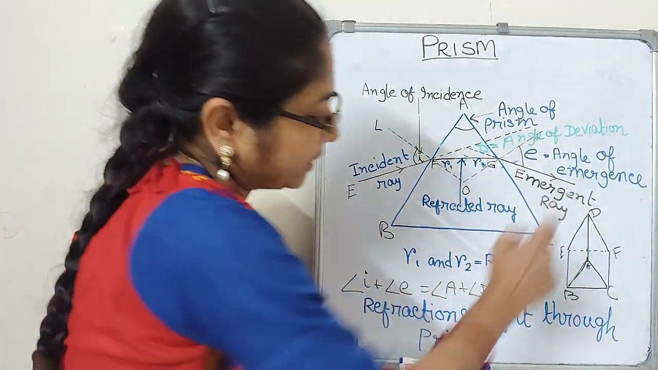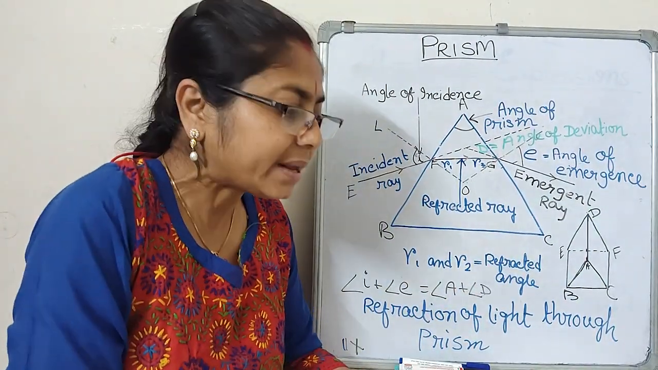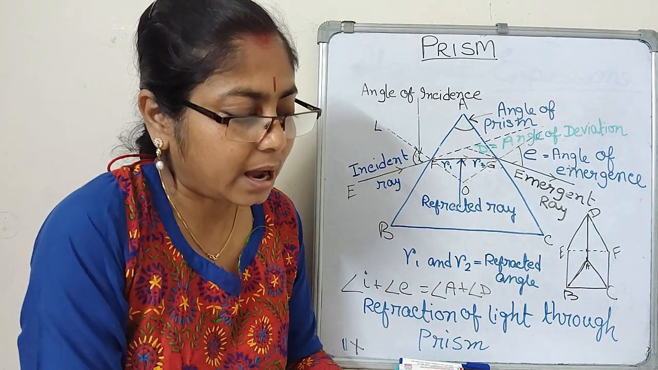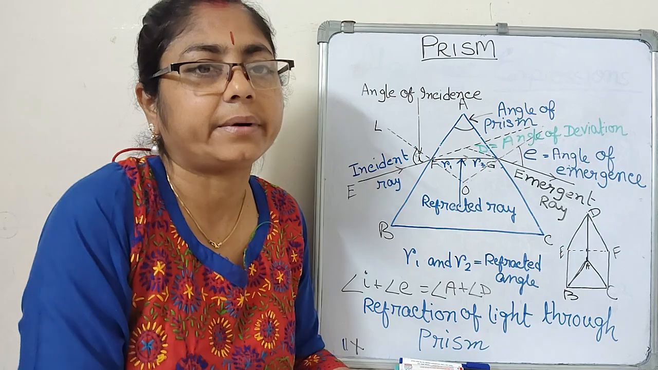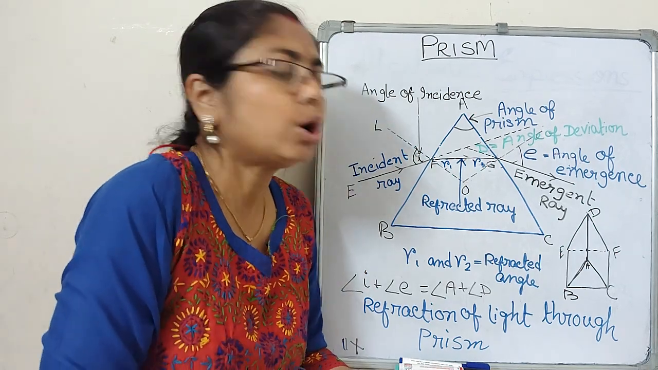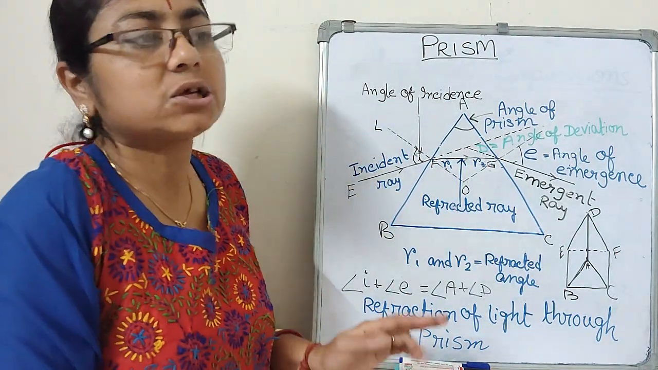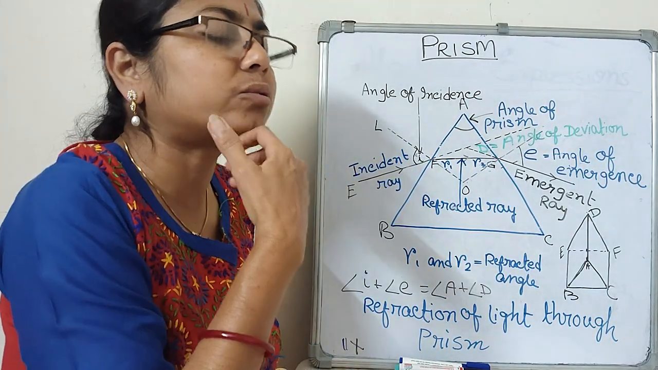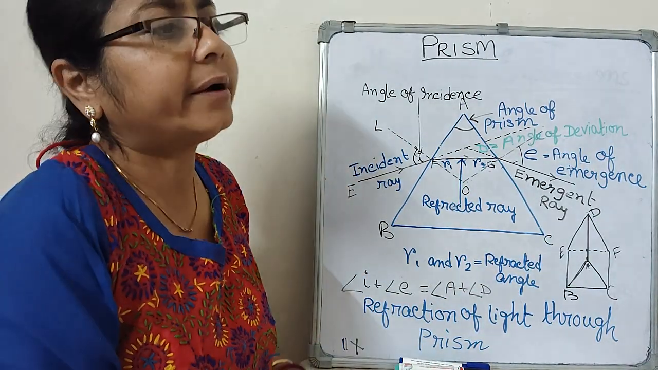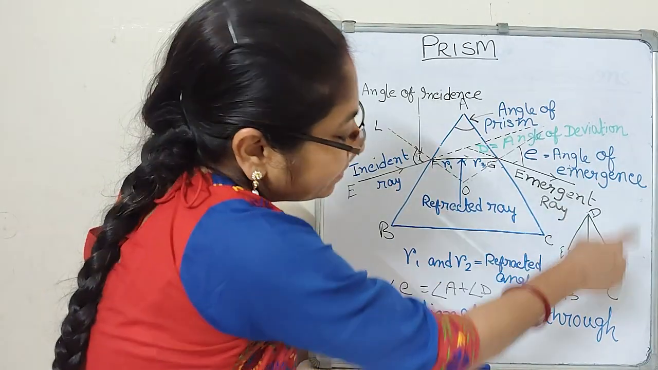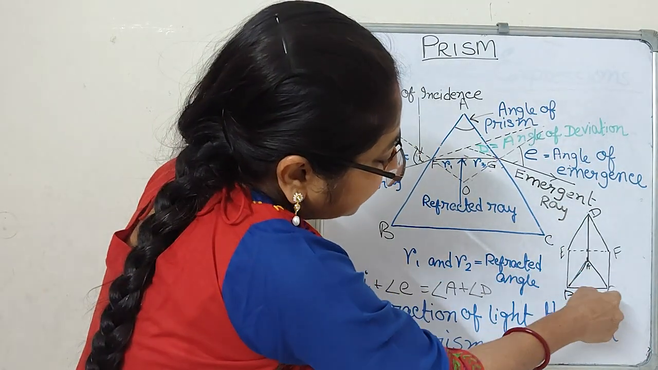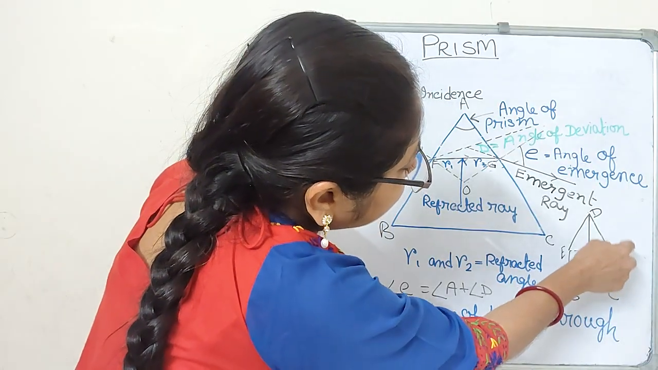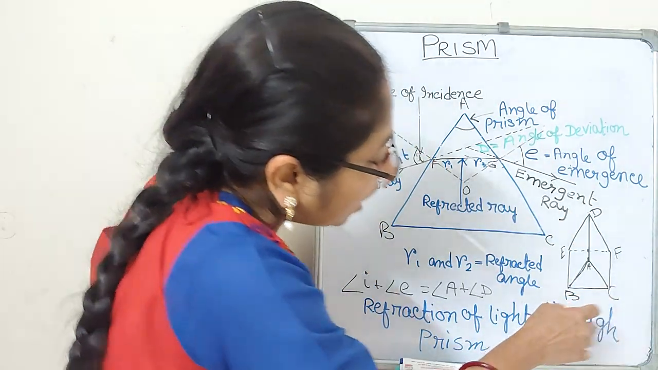Look, this is a prism. What is a prism? A prism is made of glass or any other transparent material. It is bounded by two triangle shapes and three rectangle shapes. Look, this is a prism: A, B, C, D, E, F.